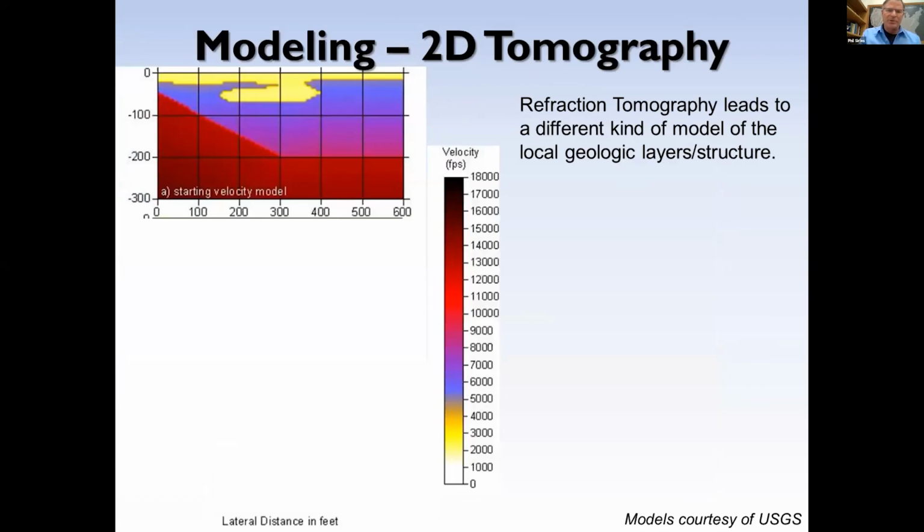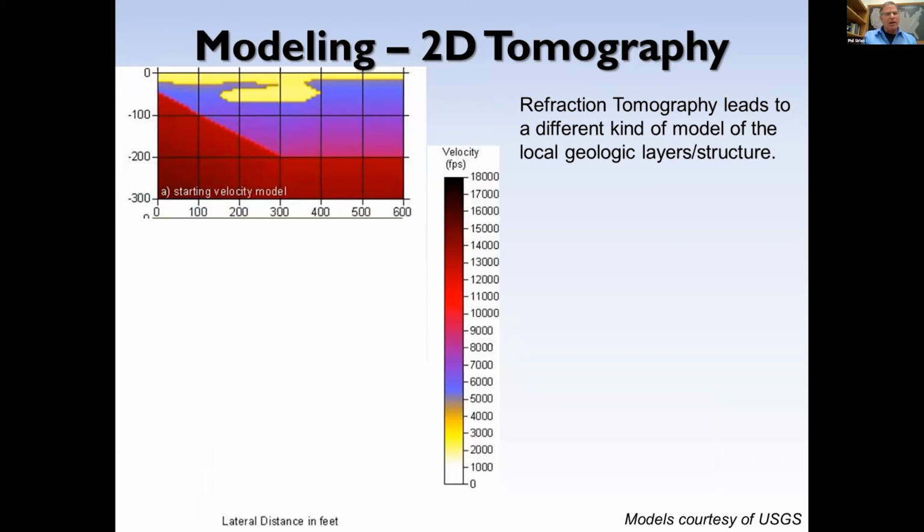So Mike Powers, again at USGS, shared this example in a publication of saying if we had a starting model that looked like this, just a soft soil layer that's yellow in velocity, an intermediate velocity layer that's kind of a blue and purple, and then a hard rock that's dipping and then flat.